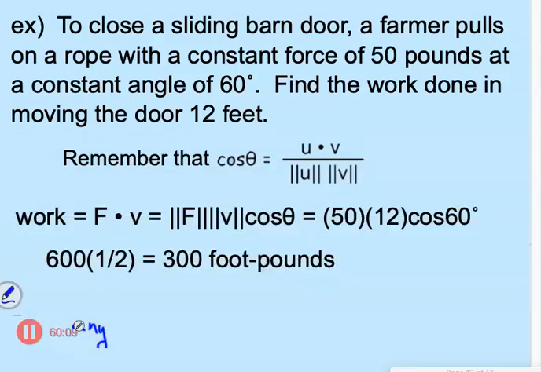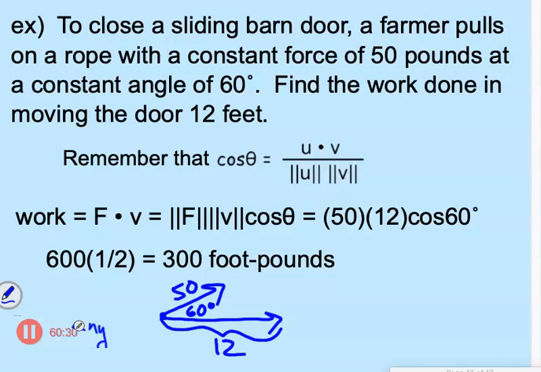All right, let's draw a picture. So we have the vector of force. We have the vector of motion. He's pulling at a force of 50. This is an angle of 60. This is a length, a magnitude of 12. And so work is the dot product of F dot V.